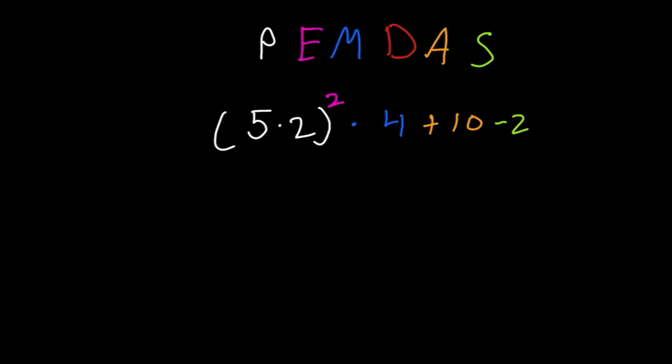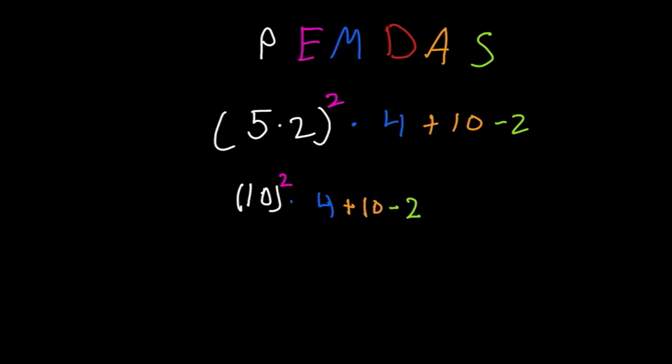So the way we're going to do it is we're going to go from left to right. So P for the parentheses, we solve everything inside the parentheses. So I'm going to solve this 5 times 2, and this is going to be equal to 10. So I have 10 squared times 4 plus 10 and minus 2.